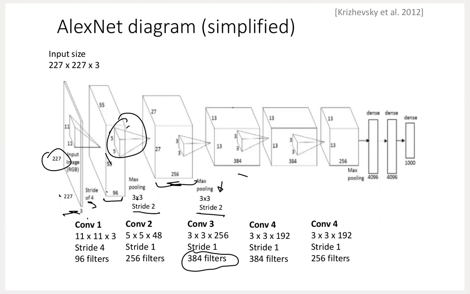So typically the spatial dimension goes down a bit, and you get more and more channels. Eventually you get an object of a size like this, and then you go through several fully connected layers, and then you get your output.